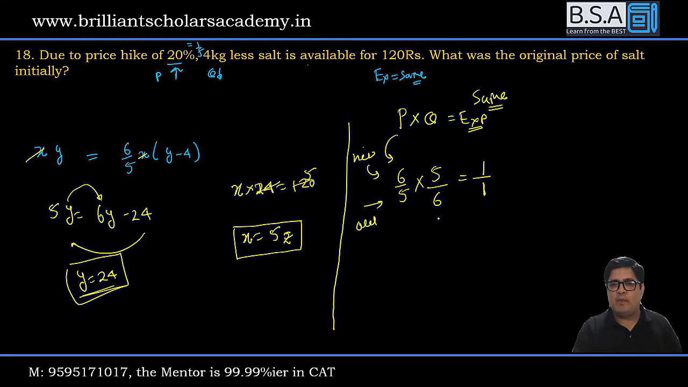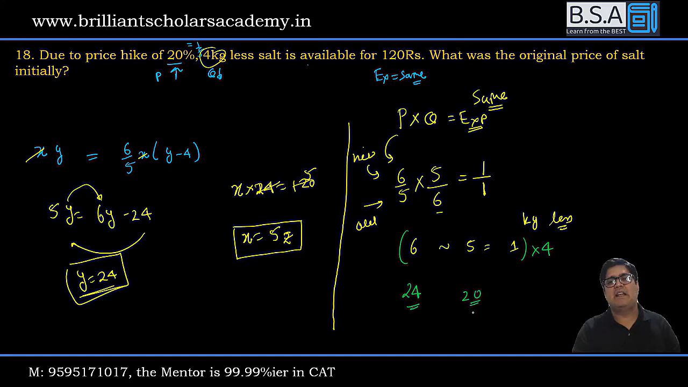So it appears to me earlier 6 kilograms was being bought. Now 5 kilograms is being bought. So I see 1 kilogram less. How much is the less quantity in reality? Less quantity is 4 kilograms. So you directly get from here, there used to be 24 kgs earlier. There are 20 kgs now.